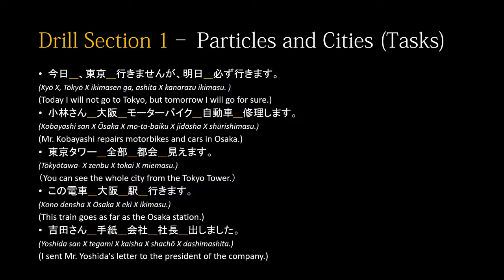Now I will read the entire list once again. First sentence. Kyou, empty. Tokyo, empty. Ikimasen ga. Ashita, empty. Kanarazu ikimasu. The second sentence. Kobayashi-san, empty. Osaka, empty. Motorbike, empty. Jidosha, empty. Shuri shimasu. The third sentence. Tokyo Tower, empty. Zenbu, empty. Tokai, empty. Miemasu. The fourth sentence. Kono densha, empty. Osaka, empty. Eki, empty. Ikimasu. And the final fifth sentence. Yoshida-san, empty. Tegami, empty. Kaisha, empty.